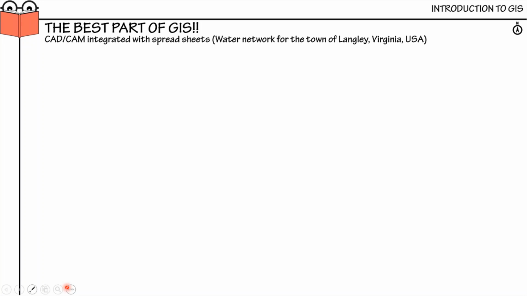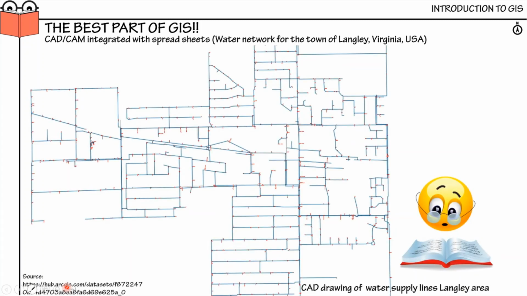Now we'll look at an example of how interesting it is with the water network for Langley Town in the United States. What I'm showing you here is the water network drawing for the town of Langley in the United States. Because I told you it was the town of Langley, you got to know that, but you still don't know what sort of pipes these are, what materials they are.